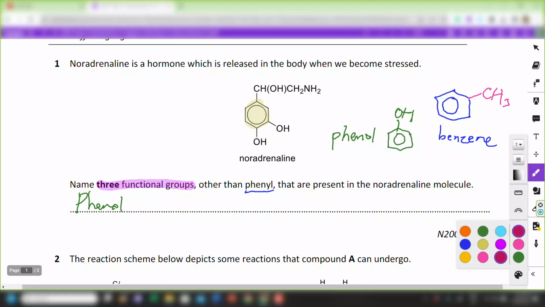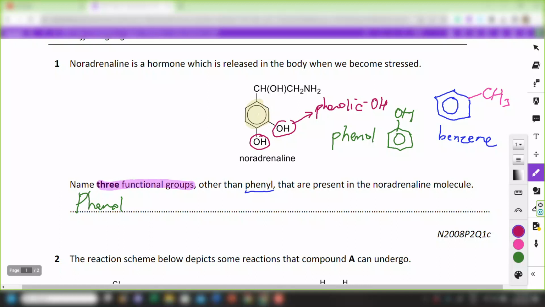Sometimes if you wish to annotate the OHs that are bonded to the phenol ring, you don't really call them phenol OH. It's not a very accurate term. The more accurate term is the phenolic OH. That means that it is the hydroxyl group that is bonded to the phenol ring, and this hydroxyl group has the property of phenol, so we call them phenolic OH.